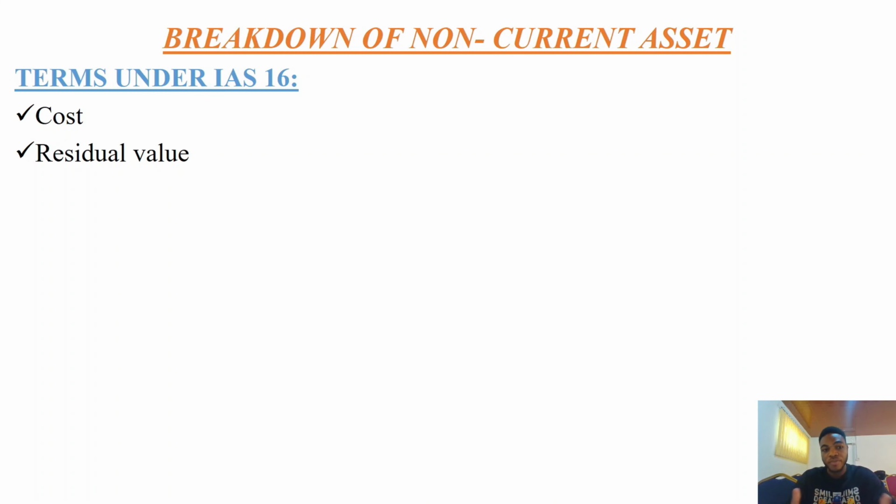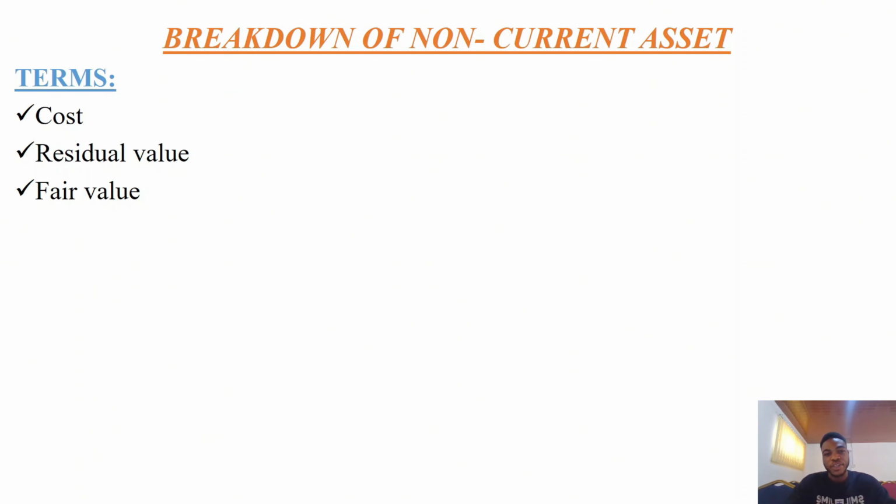Some people also call it scrap value. So in some other books, you see it as scrap value, all right? They are the same thing. Now, when we talk about fair value, let's take the word at face value, okay? When you say something is fair, it means there is equality, there is no bias, is that not it? In other books, you might see it as market value. Fair value and market value are almost the same thing.